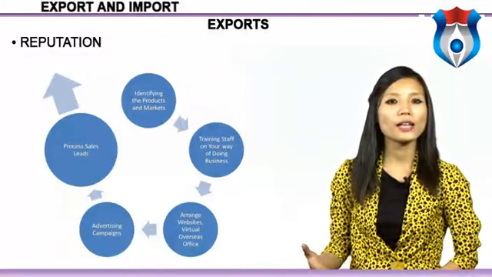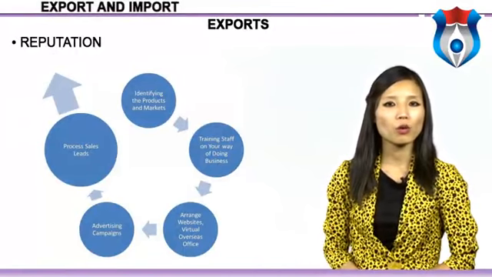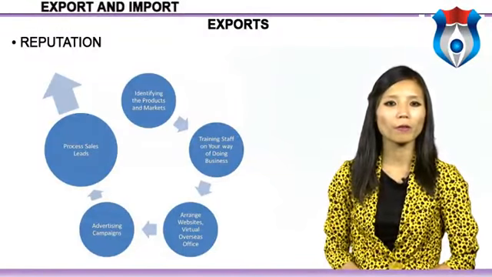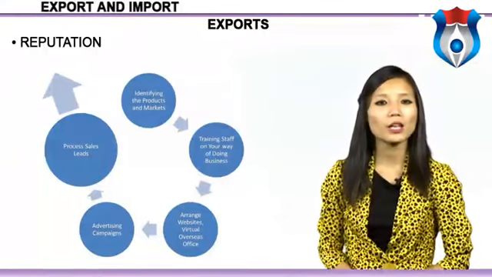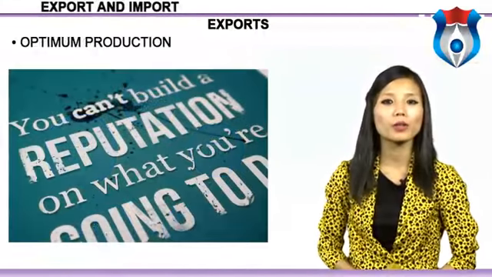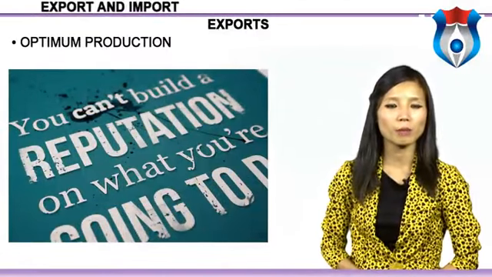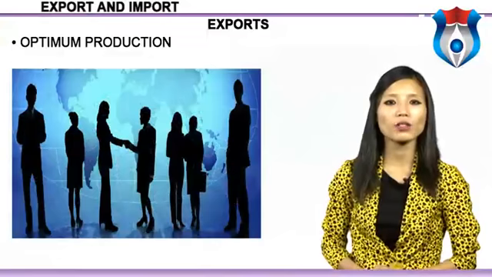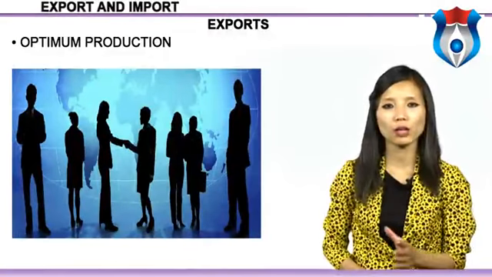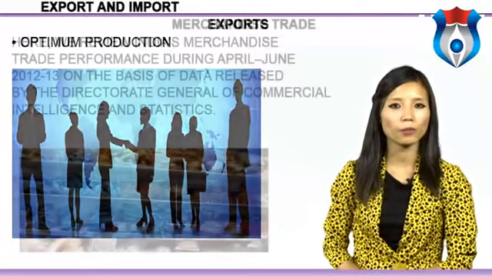Reputation. An organization which undertakes exports can bring fame to its name not only in the export markets but also in the home market. For example, firms like Philips, HLL, Glaxo, Sony, Coca-Cola and Pepsi. Optimum production. A company can export its excess production after meeting domestic demand. Thus, production can be carried on up to the optimum production capacity. This will result in economies of large-scale production.